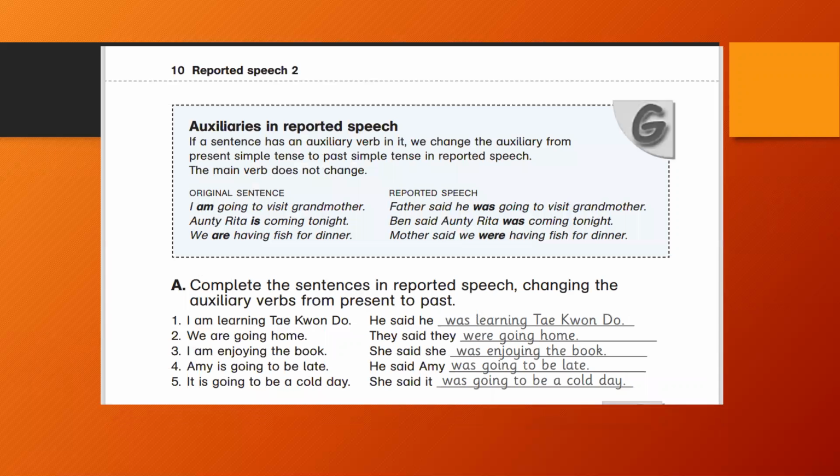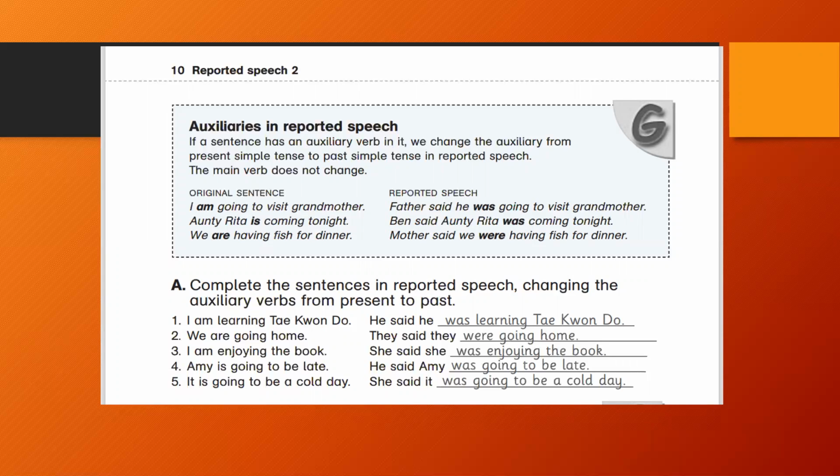Come to the next page. Auxiliaries. Auxiliaries are the helping words. We shall learn about the rules, how we change the auxiliaries in case of reported speech. If a sentence has an auxiliary verb, we change the auxiliary from present simple to the past simple when we come to the reported speech. The main verb does not change.